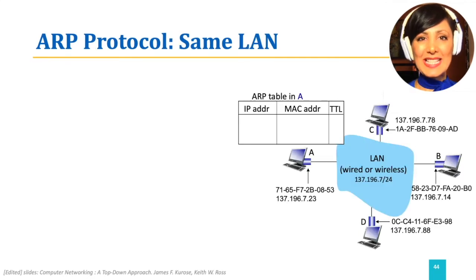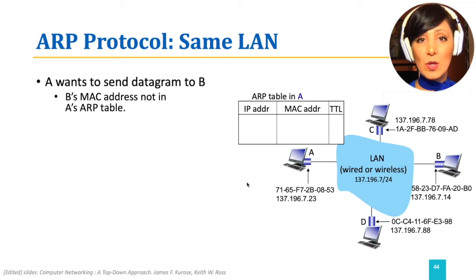Let's explore an example of using the ARP protocol while performing a transmit between nodes within the same LAN. For example, in the same figure we saw before, if A wants to send a datagram to B, but it does not have B's MAC address. This means its ARP table does not have an entry for the IP address of B. Therefore, A needs to find B's MAC address using B's IP address. This should be done using the ARP protocol.